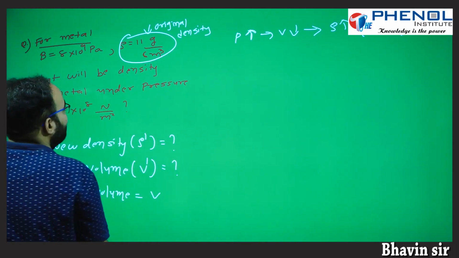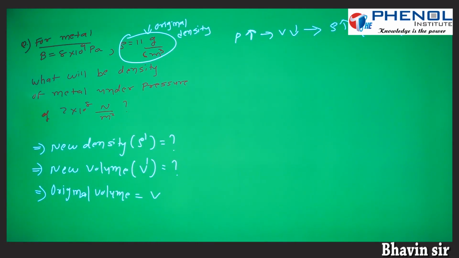So it means our answer is greater than 11, because density increases. Why does density increase? Because volume decreases. And why does volume decrease? Because pressure increases.